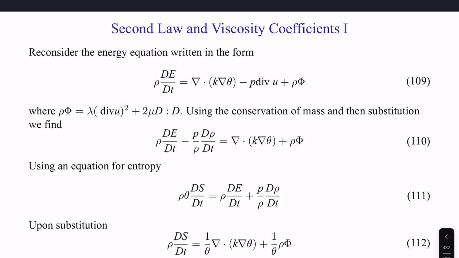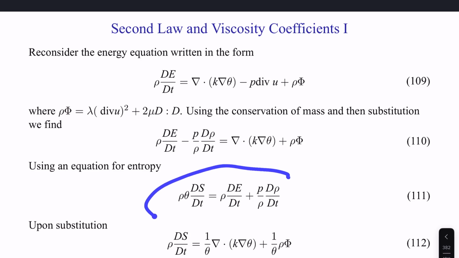the pressure of the divergence of the velocity, summed with the density. Here, rho phi is the second coefficient of viscosity times the divergence of velocity field squared, plus 2 times the first coefficient of viscosity times the dyadic. Now, if we use the conservation of mass and substitute with the energy equation, we find this slightly different form, and you'll see why we do this in a second.